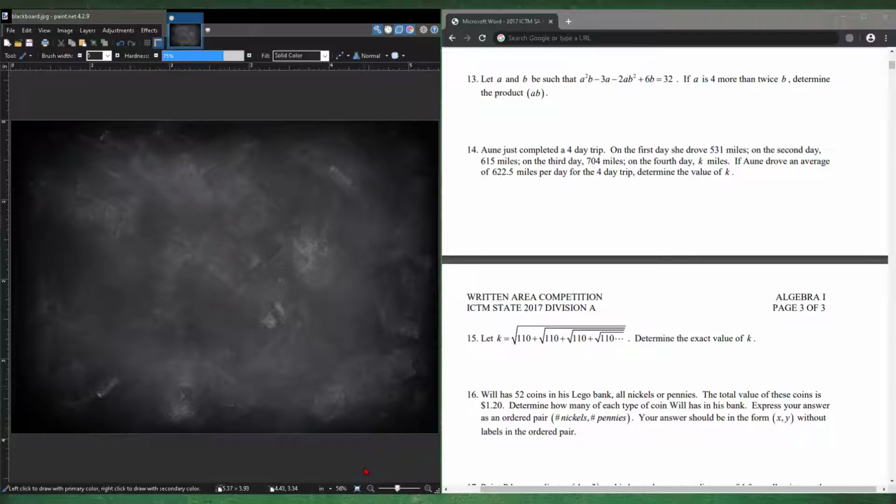Also, I'm going to bring up units. You don't usually have to write your units in these contests. You can write 640 miles if you want, but you don't have to. You just need 640.